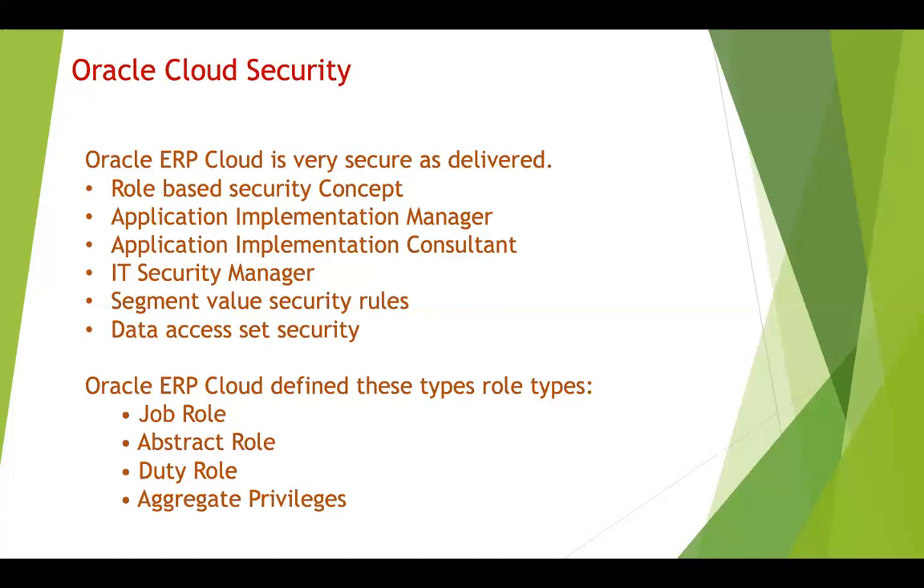Similarly, an abstract role is your employee, your manager, your account reviewer, or your invoice reviewer. It's a combination of job role and duty role. When I say duty role, the actual privileges are assigned to duty roles, and duty roles are assigned to job roles. So a job role is a combination of different duty roles. Similarly for abstract roles as well. And aggregate privileges are for when a certain user needs some additional privileges: we can combine those privileges and assign them to those users. Those are the few concepts used to implement role-based security, so that it is very secure access on Oracle Cloud.